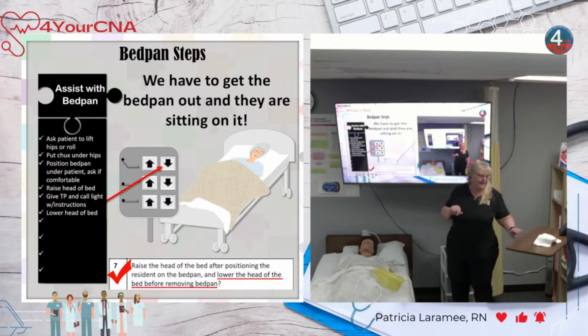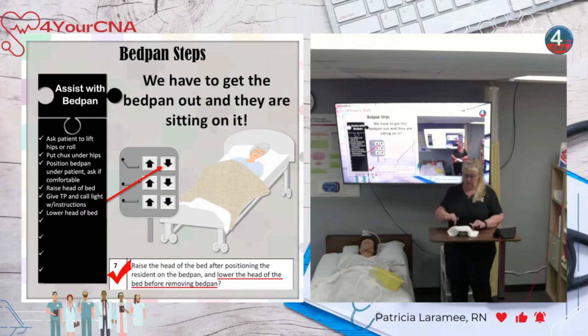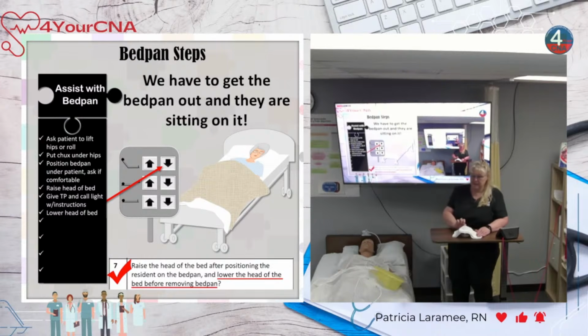Because if a patient is sitting on that bedpan, it's going to be really hard to pull it out from under them because their body weight is pressing it down into the mattress. We need them laying down so they can lift their hips, and then we can pull that bedpan out.